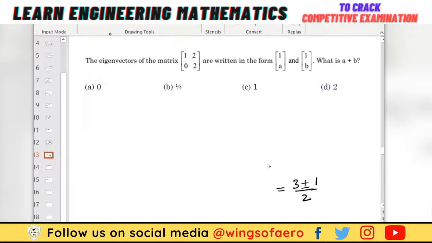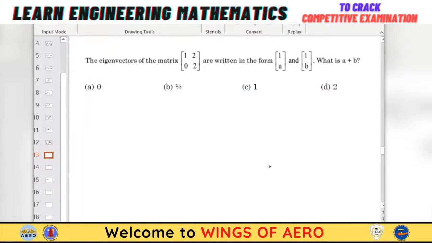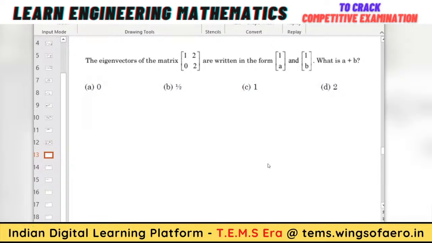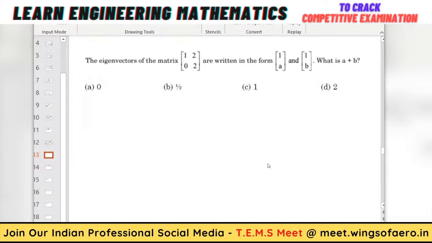Eigenvectors, remember, can be found for each and every eigenvalue. That is, we have the eigenvalues 2 and 1. Yes, 2 and 1.